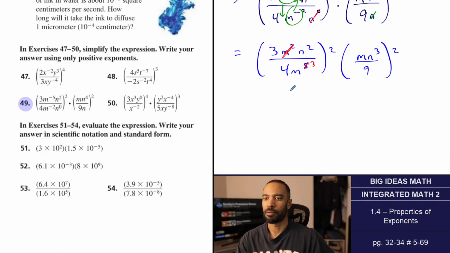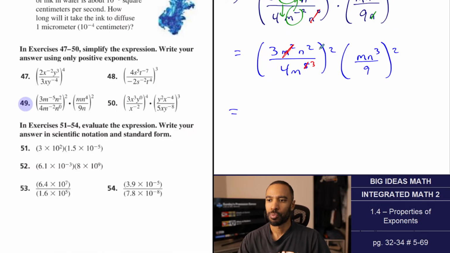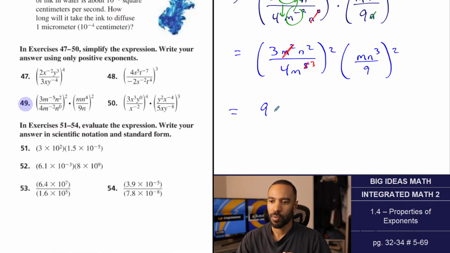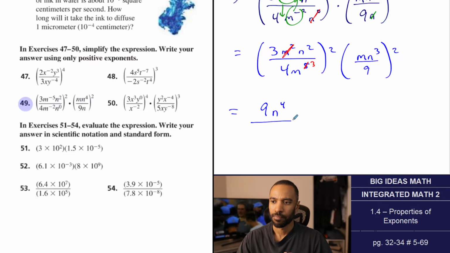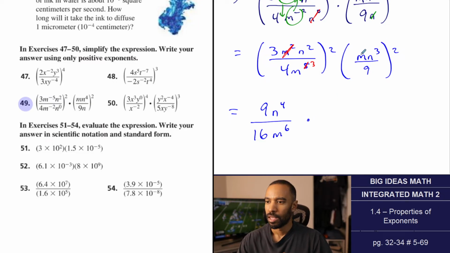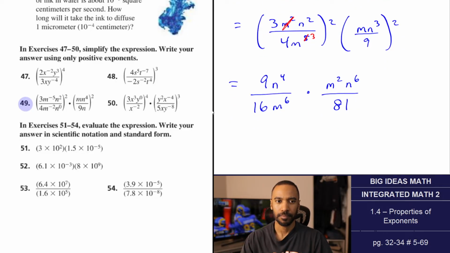Now let's start squaring both of these parts separately. 3 squared is 9. N squared squared is n to the fourth. 4 squared is 16. And m cubed squared is m to the sixth. M squared n to the sixth over 9 squared, which is 81.